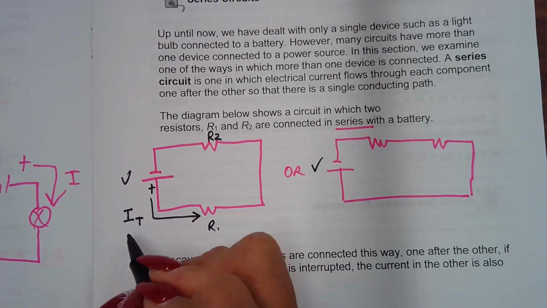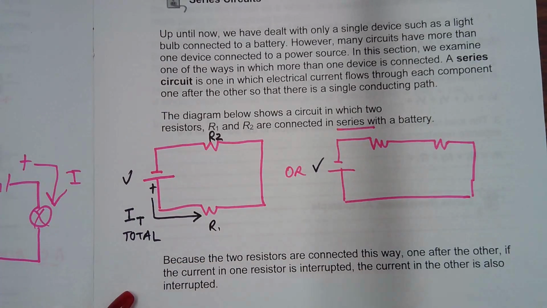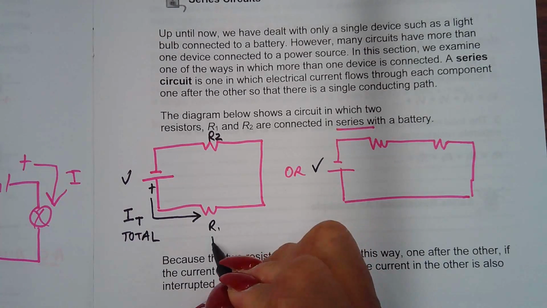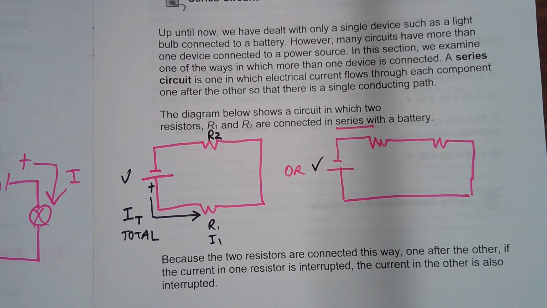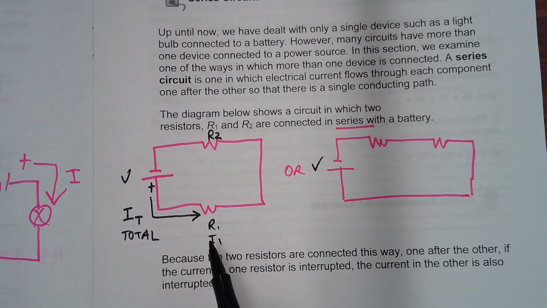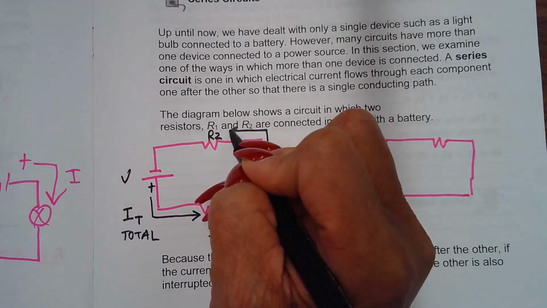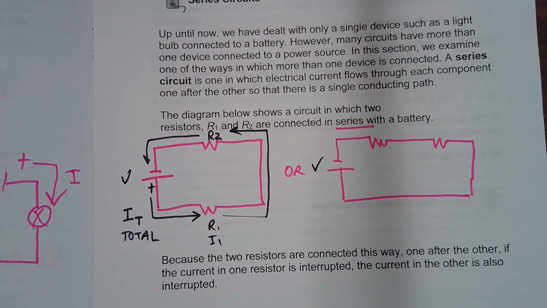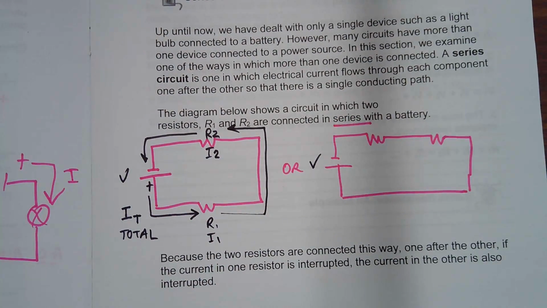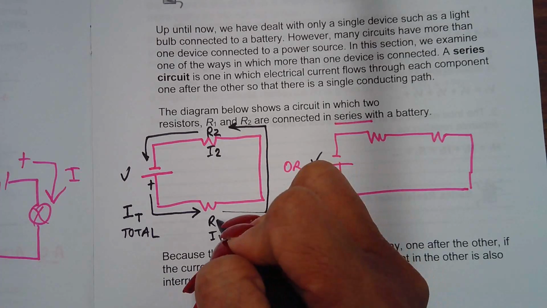Do you know what IT is? This is the total current that's coming out of the battery. When it reaches R1, we're going to call this one I1. That's how much current is going to go through R1. Some of it is used up here, but remember I told you yesterday, before you actually turn on this resistor, it has to go all the way back to the battery first. It has to complete a circuit, just like the water, right? So this is going to be your I2. Because it's the second resistor, we call it R2, so it will be I2.